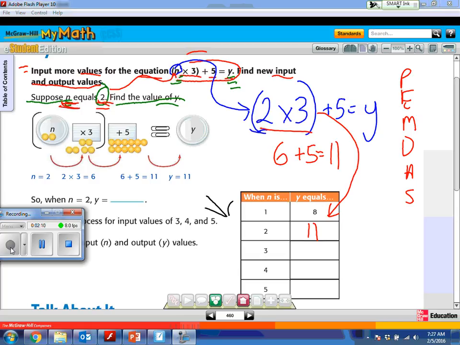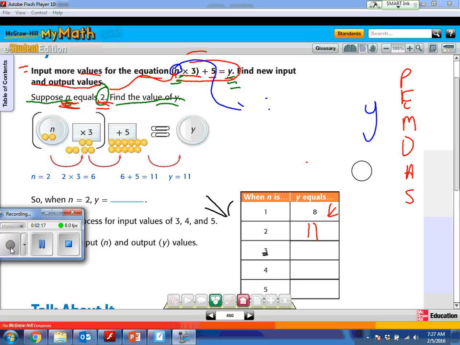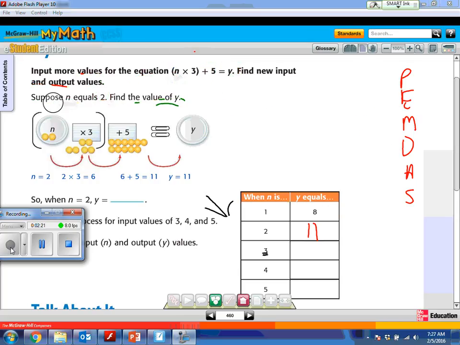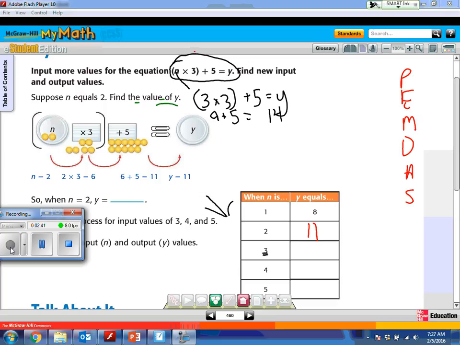So now I have to figure out, okay, what would it be if n was 3? I'd have to go all the way back through my equation and erase this. So here's my equation again. Instead of using 2, I'm going to make this n turn into a 3. So 3 times 3, in parentheses, plus 5 equals y. 9 plus 5 equals 14. So now this is a 14.